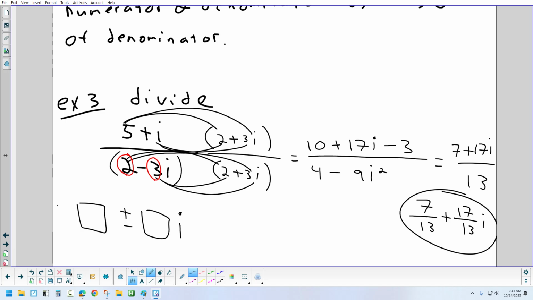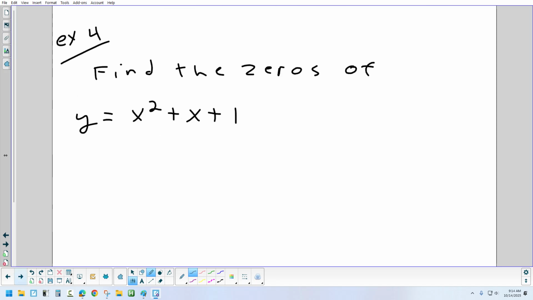Okay, so that's a quick review of complex numbers and some of the complex arithmetic that we're going to have to do when we do roots. All right, so any questions on that? All right, now let's find some roots. Okay, so find the roots of x squared plus x plus 1.